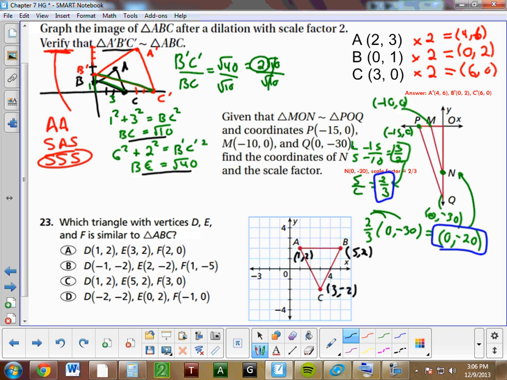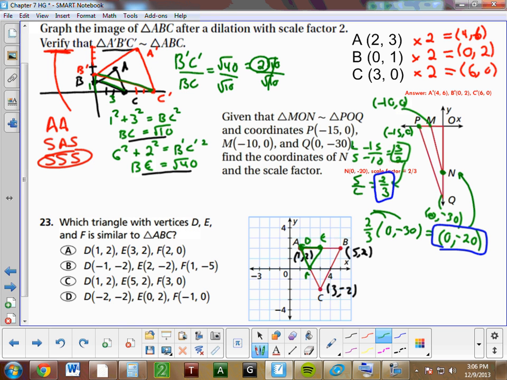So I'm going to need something proportional. I could graph them all and look and see which one works. So, for example, if I graph A, D is 1, 2. Oops, I should probably do that in green. D is 1, 2. E is 3, 2. 1, 2, 3, 1, 2. And F is 2, 0. Which is here. That actually looks proportional. So I'm thinking it's going to be this one.